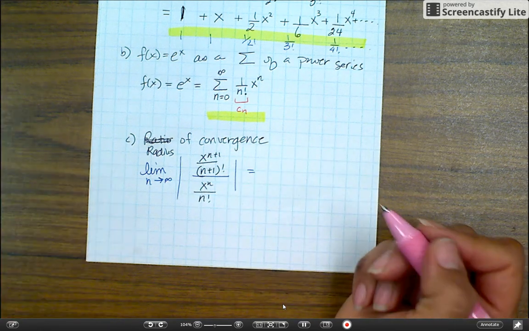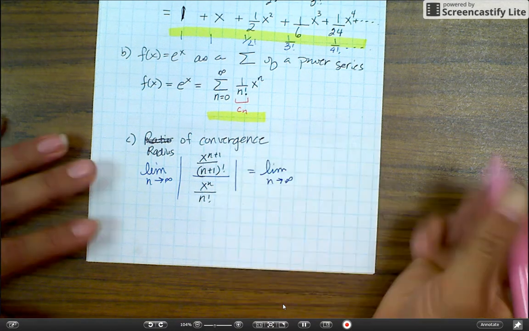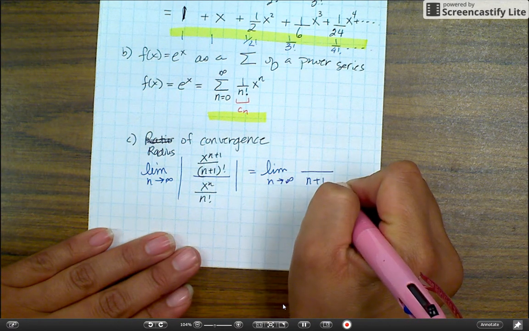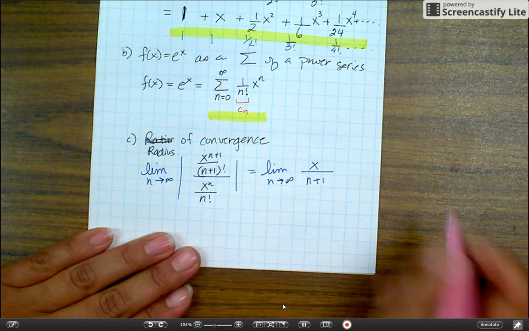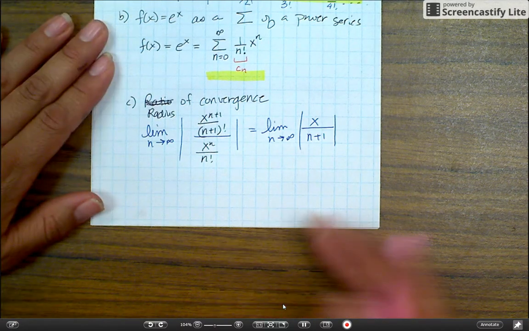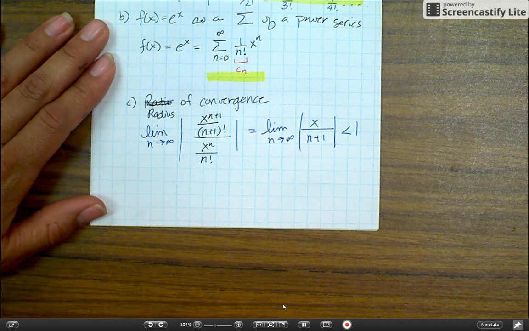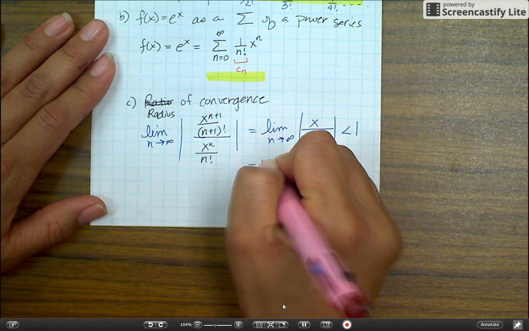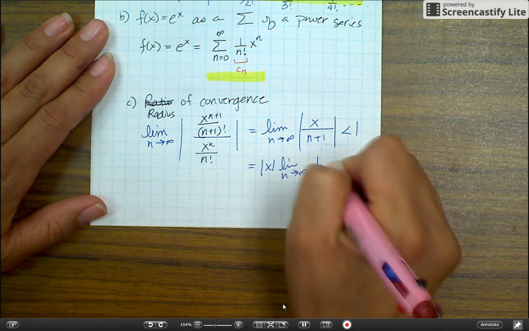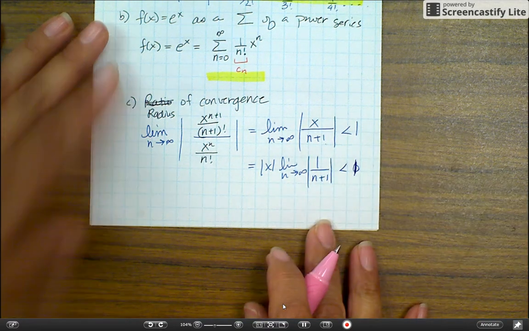And what does that equal to? When I multiply by the reciprocal, I'm going to have limit as n goes to infinity. And when I cancel things out, I'm going to have an n plus 1 left in the denominator and an x left in my numerator. And I want this to be less than 1. This is what I want. I want to solve for this equation. Well, I know that I can pull out this absolute value of x, and I'm going to have a limit as n goes to infinity of 1 over absolute value n plus 1. And I want this to be less than 1.